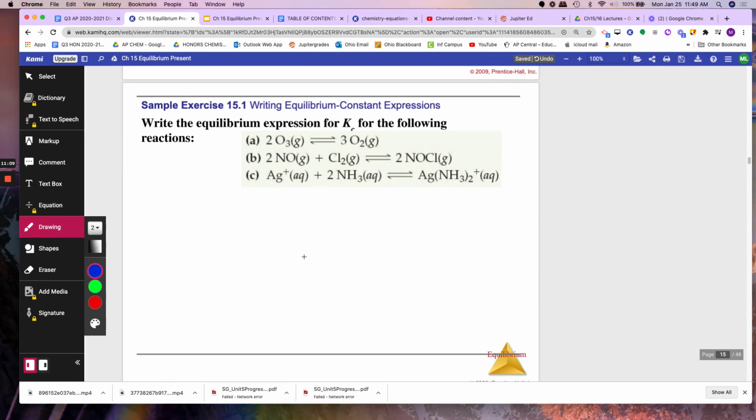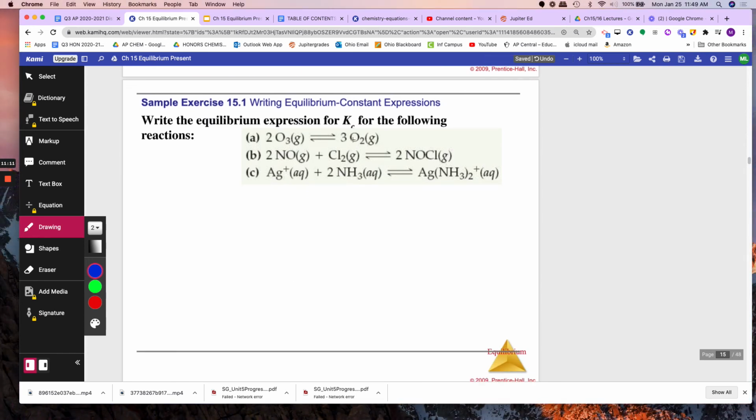Okay, so let's do some practice here. Write the equilibrium expression, Kc, for the following reactions. For letter A, all you have to do, Kc is equal to products, which is O2 to the power of 3, divided by O3 to the power of 2. Pause the video and do B and C.